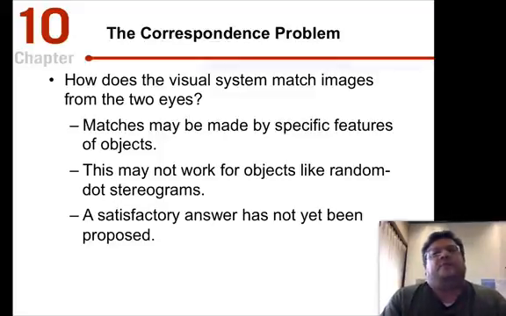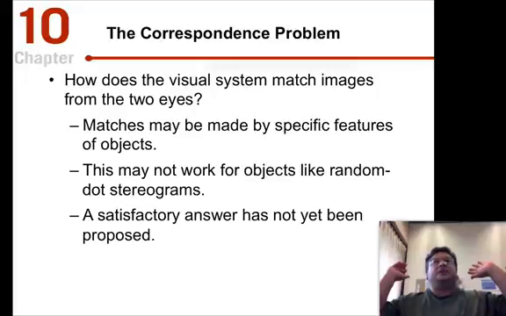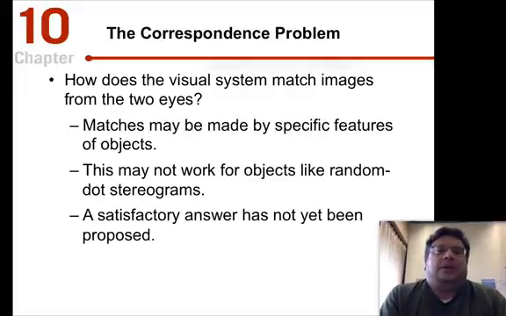So one of the big problems we have with figuring out how our eyes work is known as the correspondence problem. And here's the correspondence problem. How does our visual system match the images from the two eyes? Because if you think about it, the images from both eyes are different, especially if you're looking at things that are not in the same horopter. I mean, the images are different. So somewhere along the path of computing your visual perception, there has to be a process where the image from this eye is somehow connected or linked to the image from this eye.